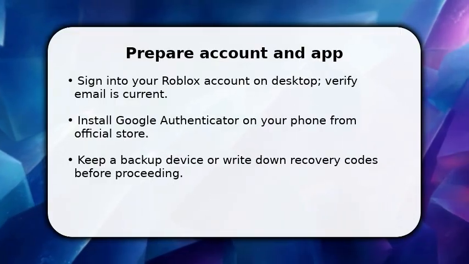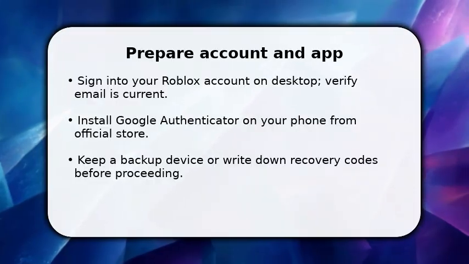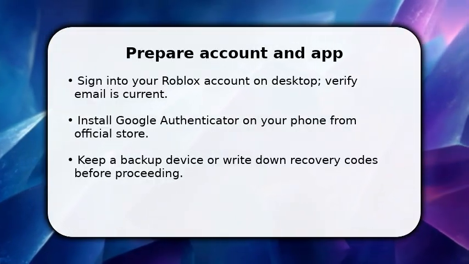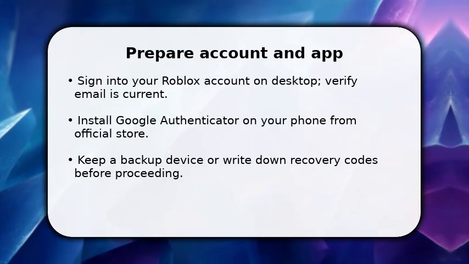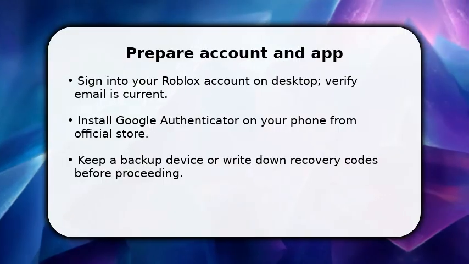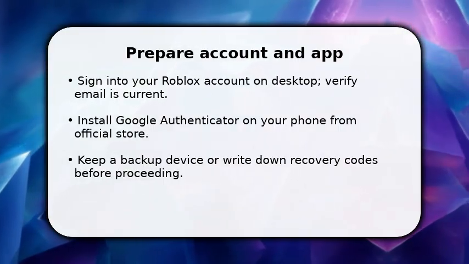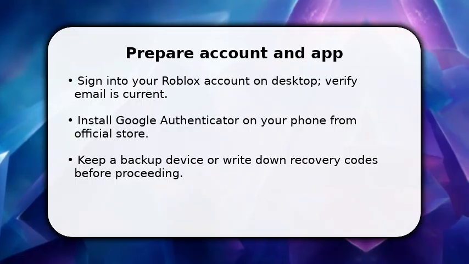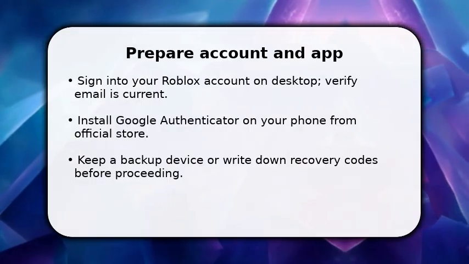You start by signing into Roblox on a desktop because the security settings are easiest there. Once signed in, make sure your email is verified so recovery is possible. This prevents lockout. Next, install Google Authenticator on your phone and confirm it launches. The app stores time-based codes securely.